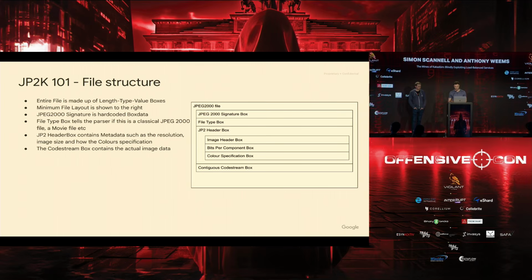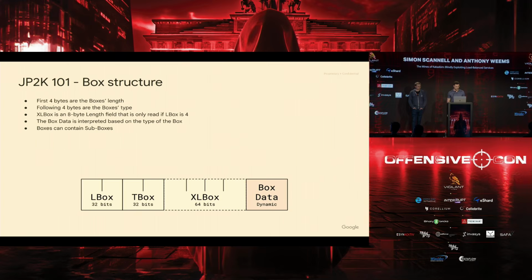And then the most important box is the code stream box, which contains another file format within it that contains the actual image data, the actual compressed data. So here we can just see again the layout of such a box.